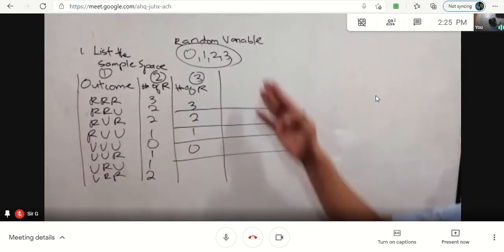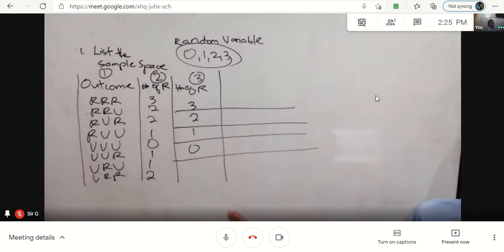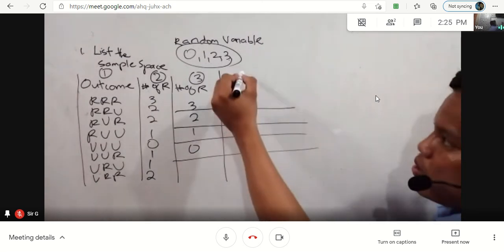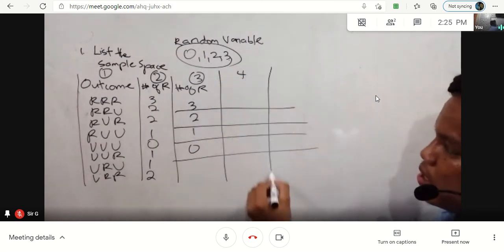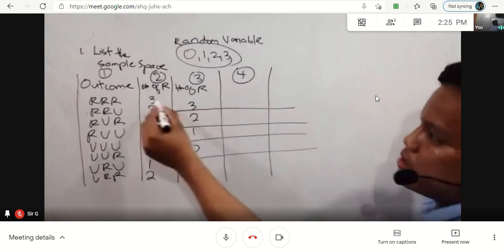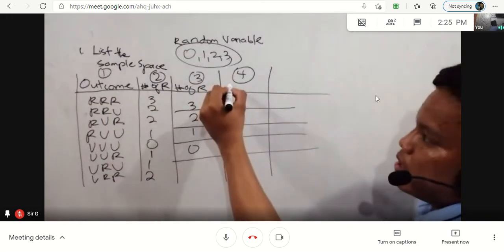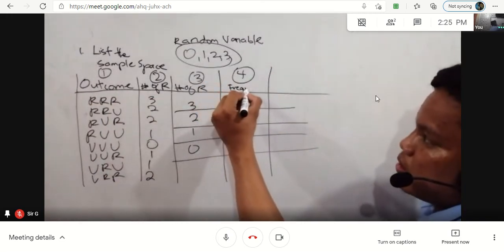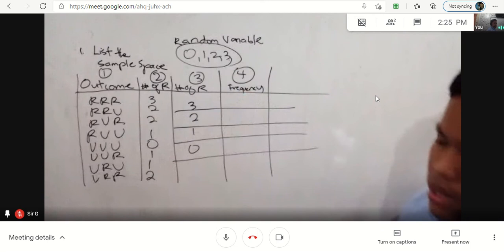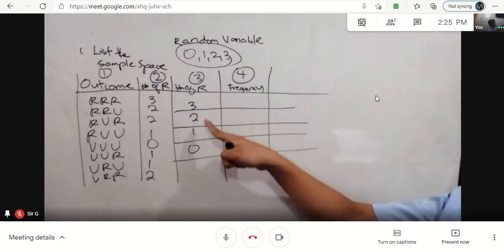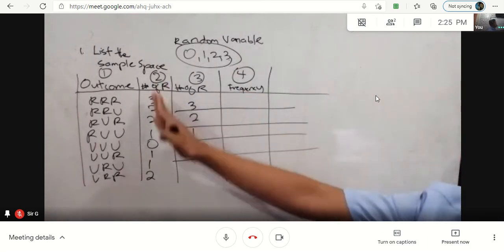So, yung random variable, focus na tayo dito. Okay po. So, number 4. Meron tayong number 4. Ang number 4 natin is the frequency. So, yung number of occurrence, kung ilang beses lumabas ang 3, ang 2, ang 1, ang 0 dito sa graph.